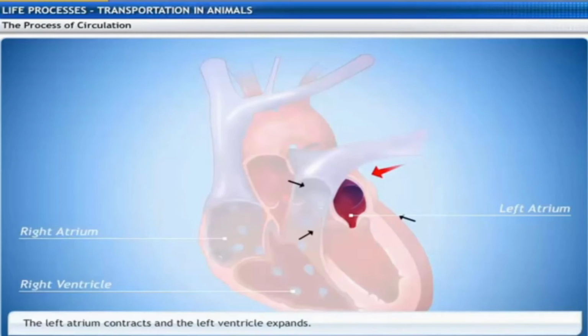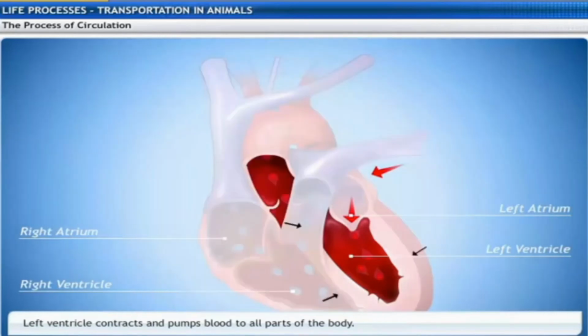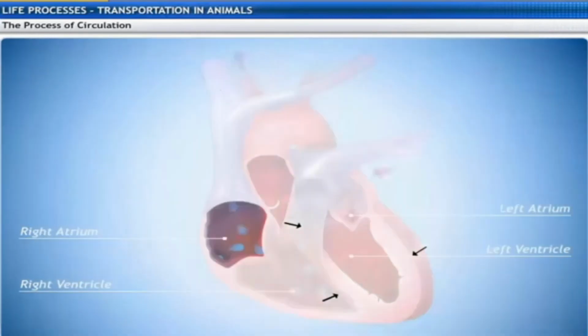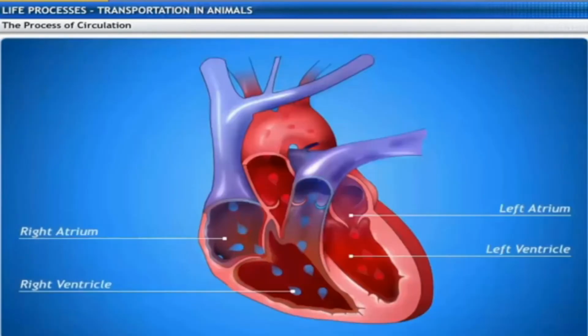It then contracts while the left ventricle expands so that the blood is transferred to it. Now the muscular left ventricle contracts in order to pump blood to all parts of the body. Deoxygenated blood from different parts of the body flows into the right atrium of the heart once again. This is how the heart helps in the circulation of blood.